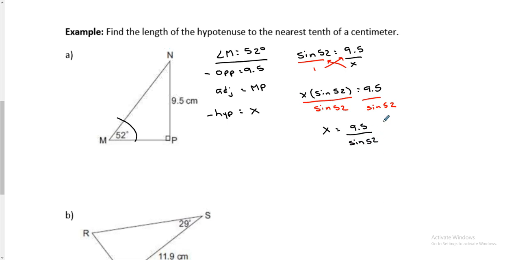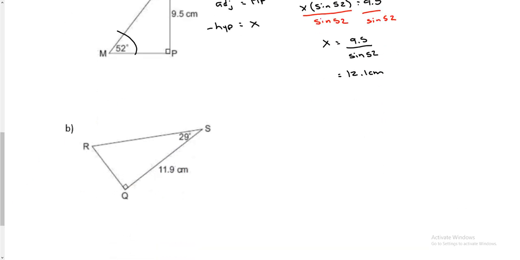And we plug that into our calculator. 9.5 divided by sine of 52. Close your bracket. And to the nearest tenth of a centimeter, 12.1 centimeters. Our next one, we're still looking for our hypotenuse.